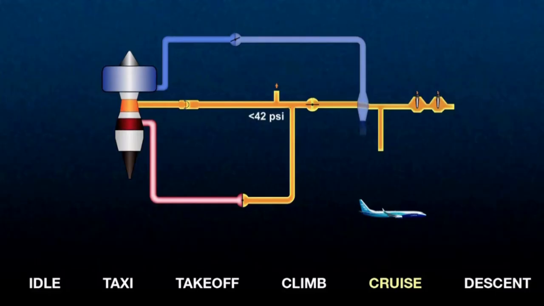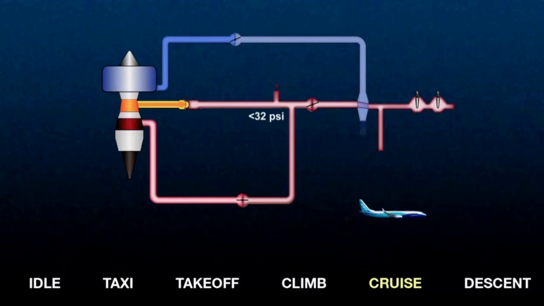If the airplane is heavy with a full load of passengers and cargo, the throttles will be set higher to maintain speed and altitude. In this case, it is likely that the fifth stage pressure will remain above 32 psi and the HSV will remain closed.